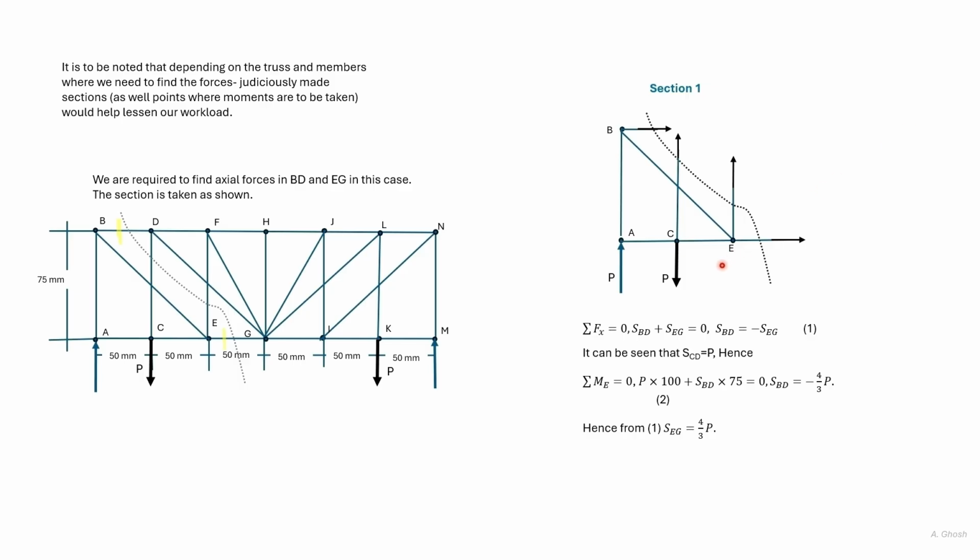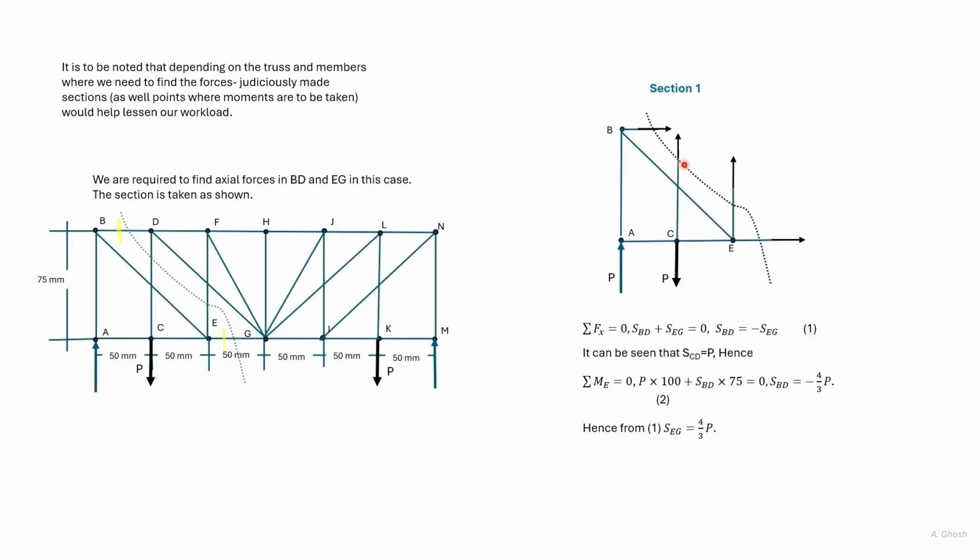So here we have taken the left portion of the truss. Now in the method of joints, we saw that if bars and force are collinear, then the magnitude remains the same. So the force in CD will also be P here.